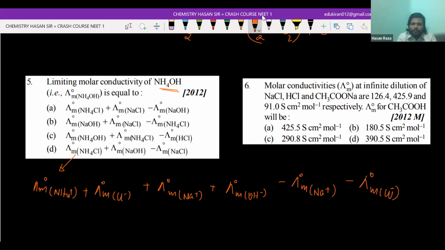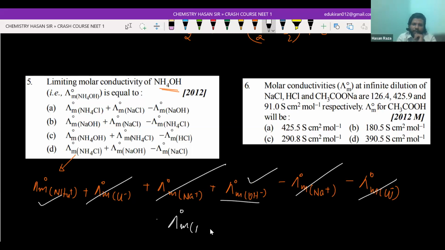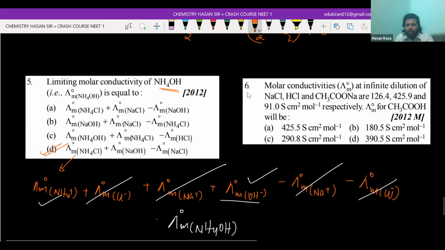Now you just need to check it carefully. Cl minus positive, Cl minus negative will be cancelled. Na plus positive, Na plus negative will be cancelled. Now positive and positive: when this part and this part combine, it will form NH4OH. So your answer is D. Very good, Hanifa. So the answer is D. Now go for question number 6, which is very important.